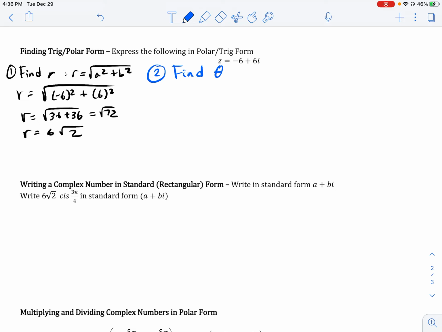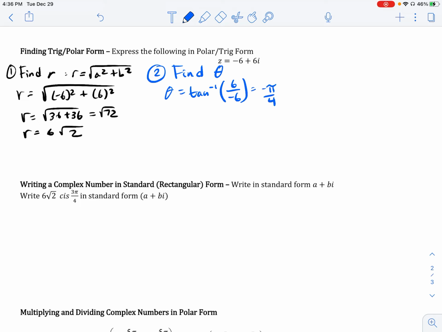So we would say theta is going to be equal to the arctangent of our vertical over our horizontal, or in this case, 6 over negative 6. So the arctangent of -1 would give us negative pi over 4. You can also say this in degrees, but typically with trig form, we usually work with radians, and it's going to make our lives a lot easier when we start doing more operations with trig form. So try to write this in radians. So this is going to give us negative pi over 4.